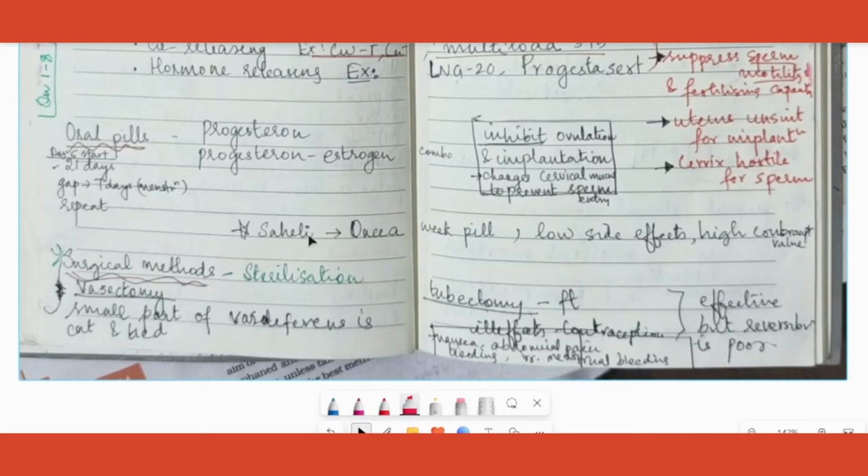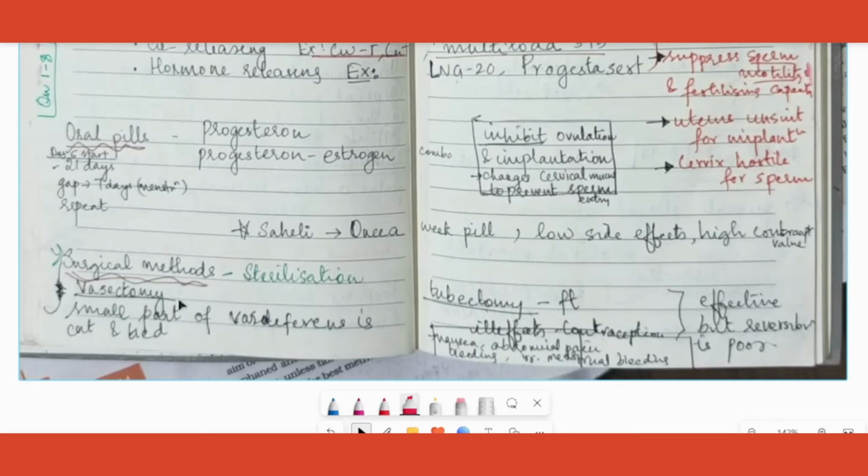Another important question is about Saheli. What is Saheli? It's a once a week pill. You have to take it only once a week. It's an oral pill which has very low side effects but high contraceptive value, and who developed it is also very important. Please note that as well.